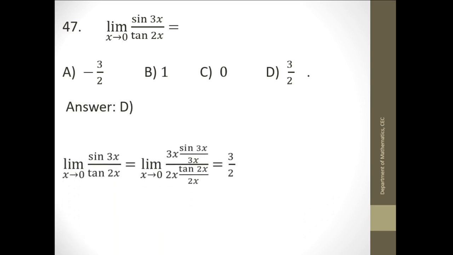multiply and divide by 2x for the numerator, and multiply and divide by 3x for the denominator. Then sin theta by theta, as theta tends to 0, is 1. Tan theta by theta, as theta tends to 0, is 1. Then 2x by 3x is 2 by 3. Cancel x. So this is the logic.